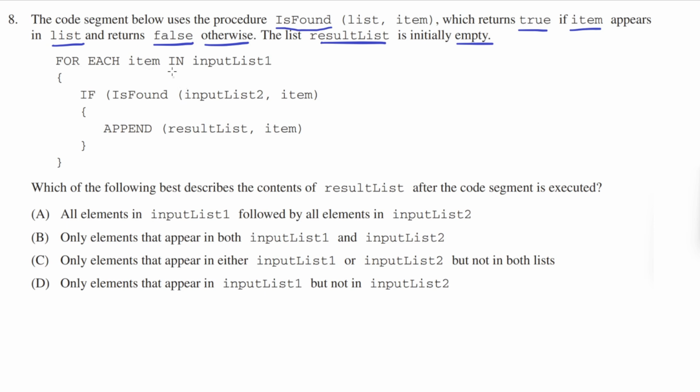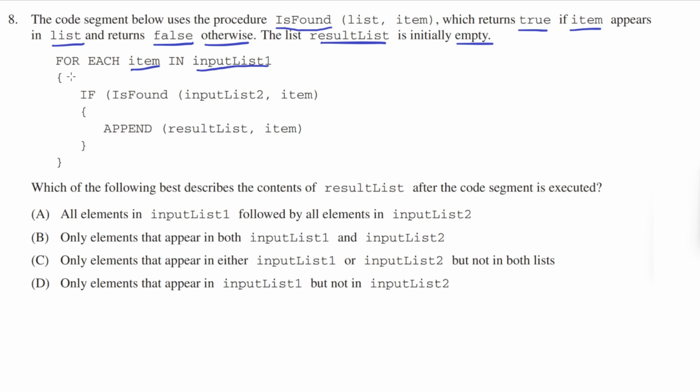For each item that is in input list 1, whatever is inside these parentheses after this for each is going to be repeated for every item in input list 1. If is found input list 2 item is true, then append item to result list.